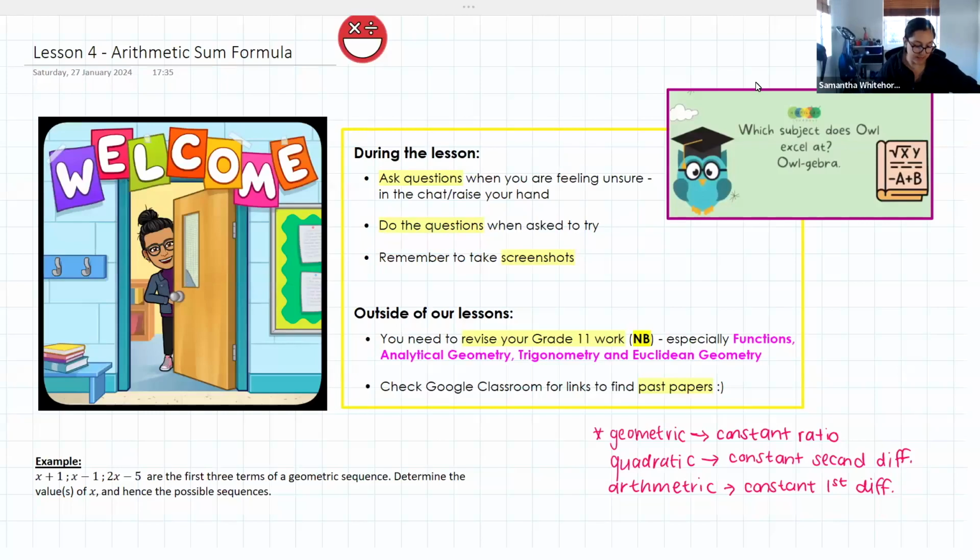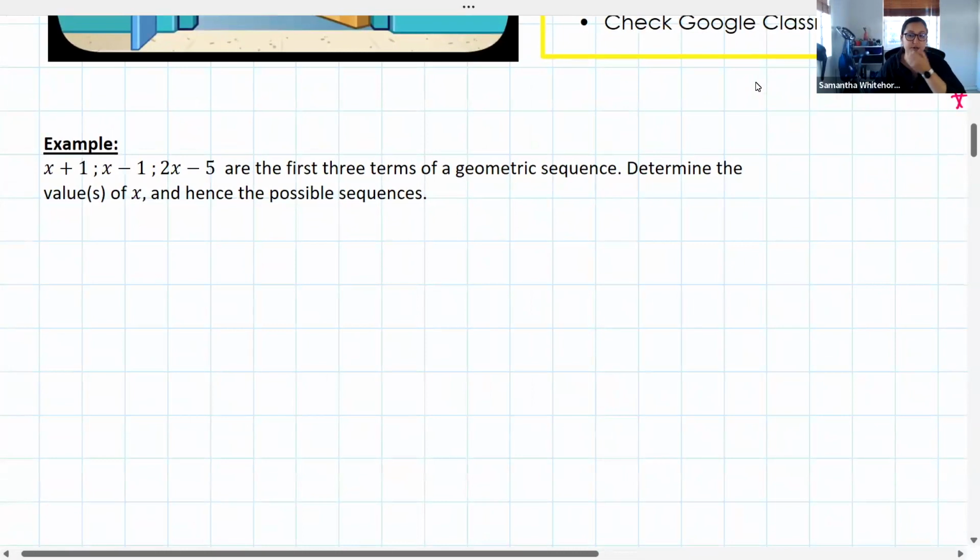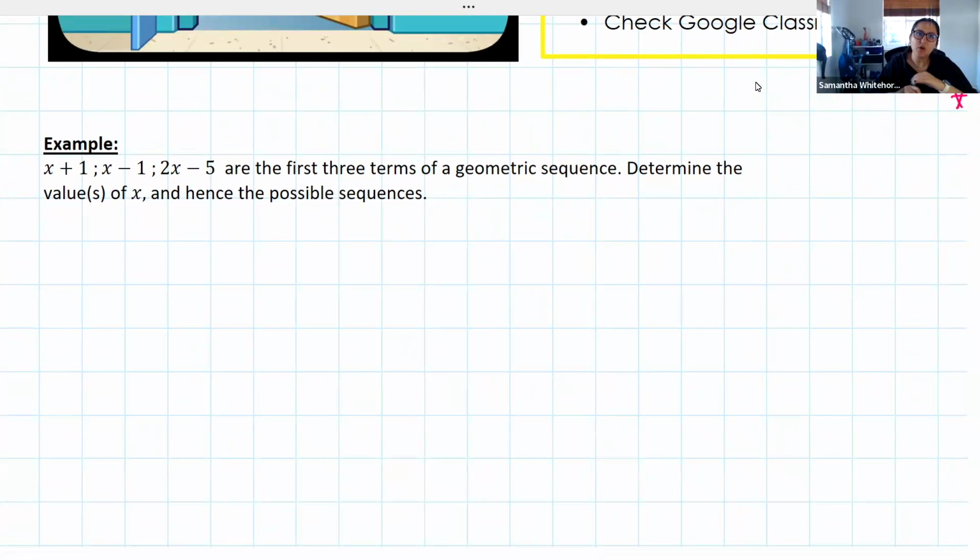So, like I said, if you wanted to try this first example, you were more than welcome to. I don't know how many of you did, but this is just a bit of a reminder of geometric sequences and the way these questions can be asked. If you look through past papers, and we are going to do a lesson with past paper type questions, geometric sequences are tested in many different ways.